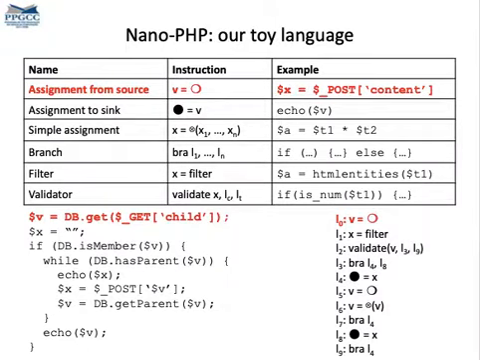Here's our toy language. It contains 6 kinds of instructions. We will go over all these instruction types. The first instruction is an assignment from source. You can see its syntax here. We have this white circle on the right side, and then we have a variable that's defined on the left side.